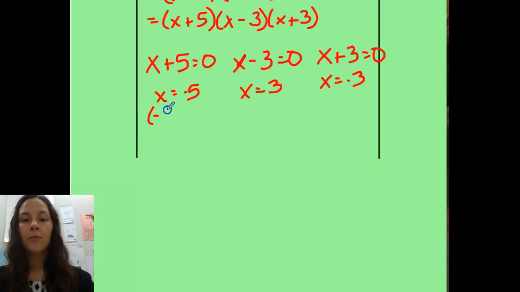Write these as ordered pairs. We will, at some point, be putting all of this on a graph. So if you write it as an ordered pair, it will make it easier for you to get it graphed correctly.